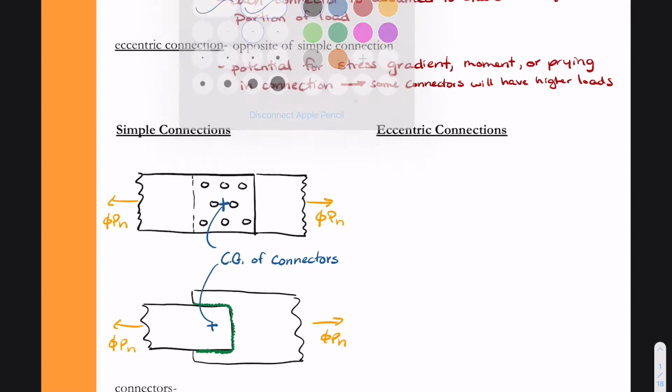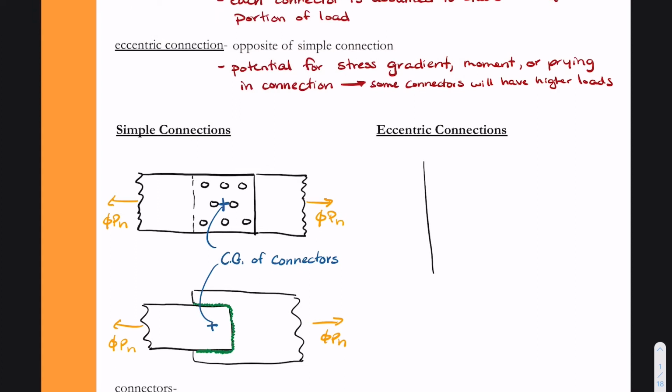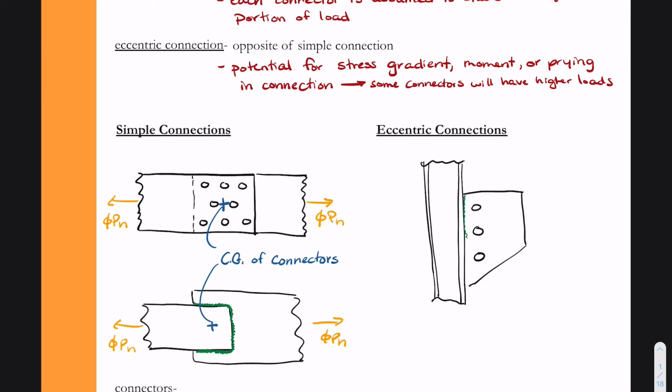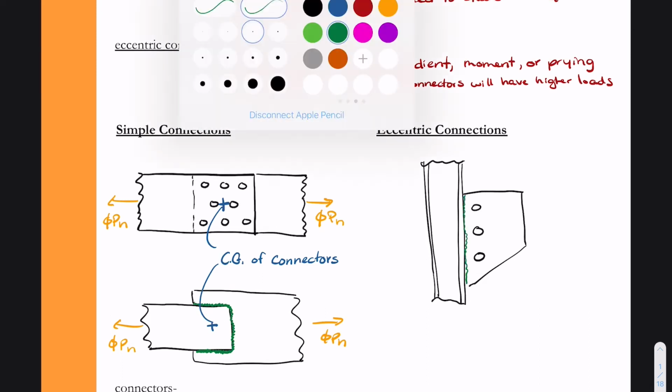Now in an eccentric connection, this is not the case. The line of action of the force is not in line with the center of gravity of the connectors. So one of the classic examples of an eccentric connection is if we consider sort of a plate that's been welded to a column. I'll go ahead and draw a plate that's now attached to a column. And this plate is going to have some sort of vertical force on it. And the plate could either be bolted to the column, it could be welded to the column, however you want to assume it's connected. It's somehow connected there to the column.